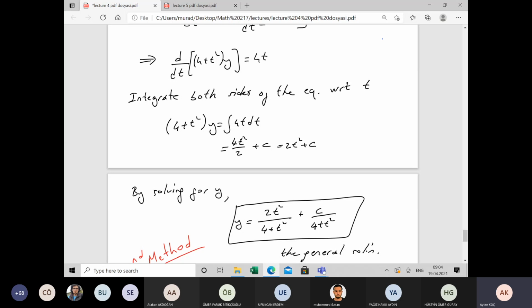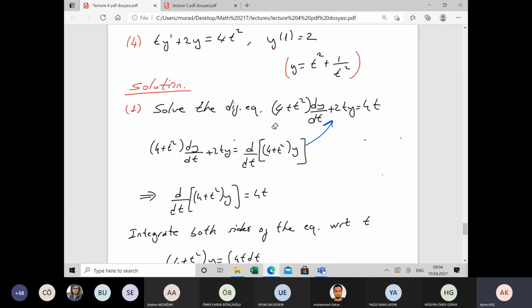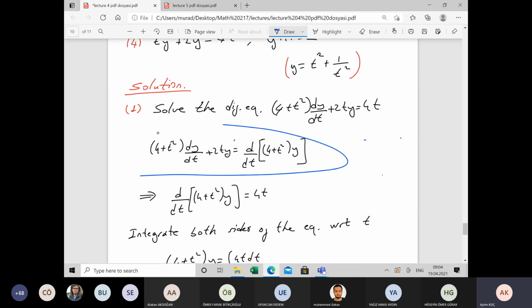Maybe we don't know this one, it's okay. Maybe you cannot see this one. May or may not, of course. Let's use this method. Which method? Use the integrating factor.